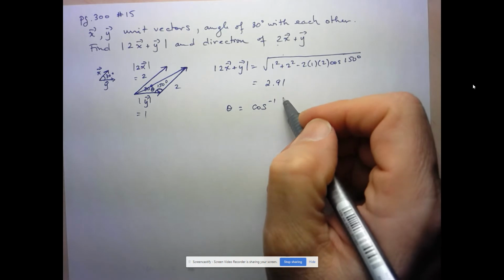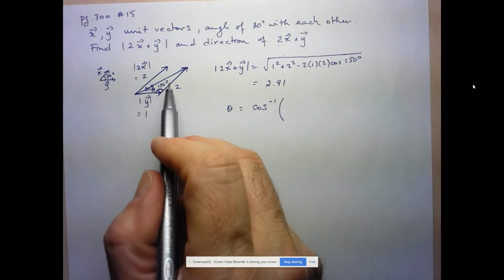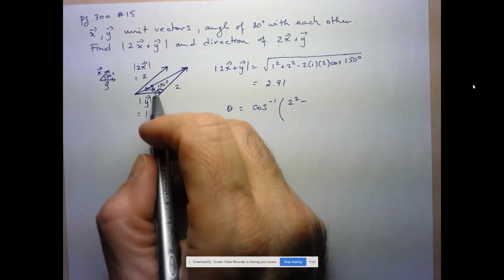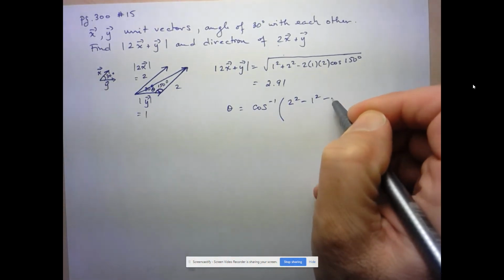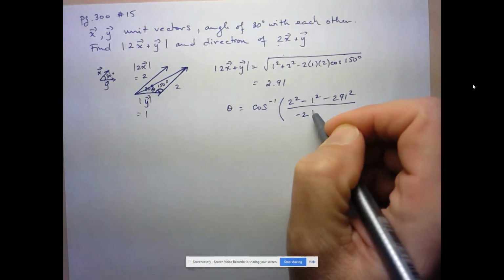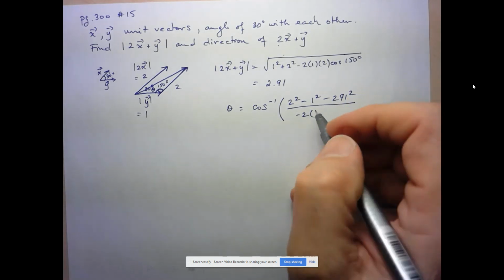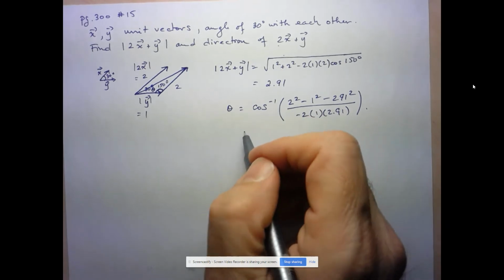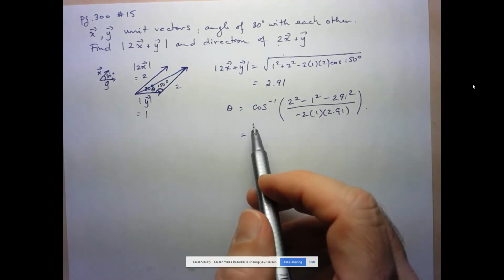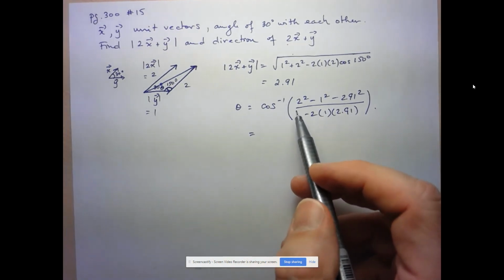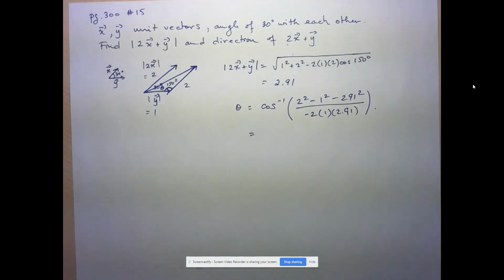So cos inverse of, the opposite side to theta is 2, so that's the one that comes first. So 2 squared minus the square of the other two sides, so minus 1 squared minus 2.91 squared, all over negative 2 times these two other sides, 1 and 2.91. Okay, and you see what I do is I have this little conversation in my head as to how I solve using the cosine law, so I try to avoid making any silly mistakes.